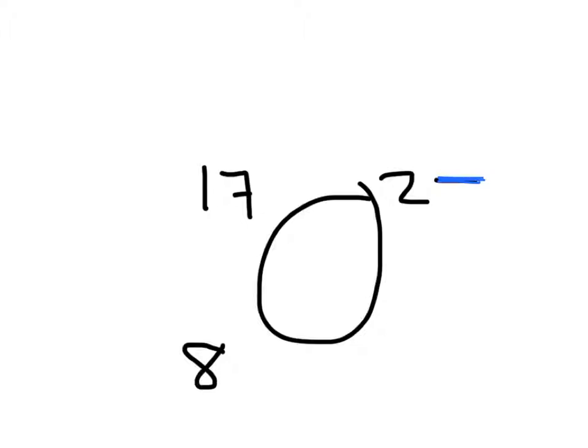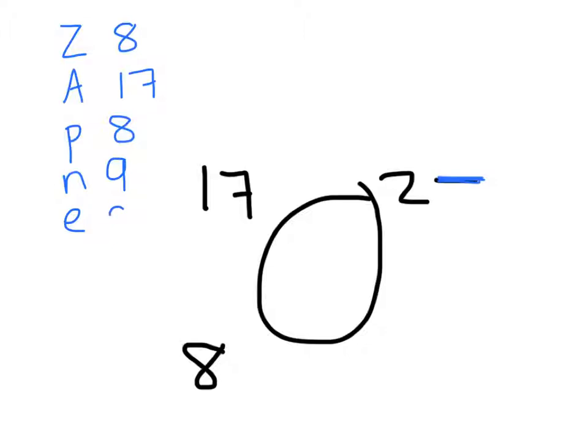So oxygen has an atomic number of 8, a mass number of 17, and a number of protons the same as the atomic number, 8. For the number of neutrons, subtract the 2 from each other, and you land up with 9. The number of electrons is the same as protons, except that there are 2 extras, so I add 2 and I get 10. That makes this an anion.